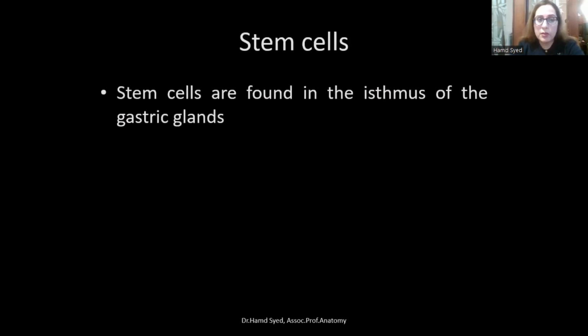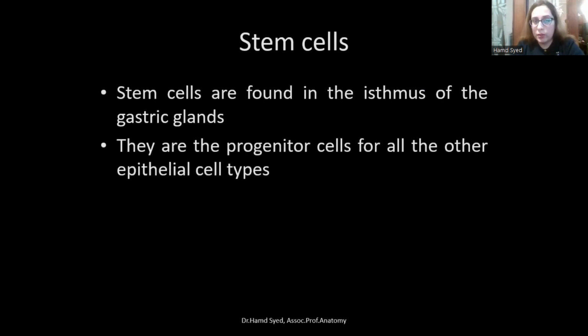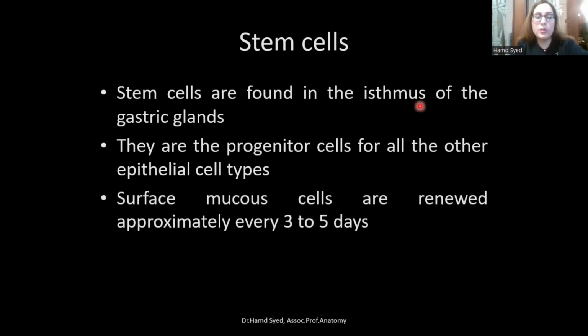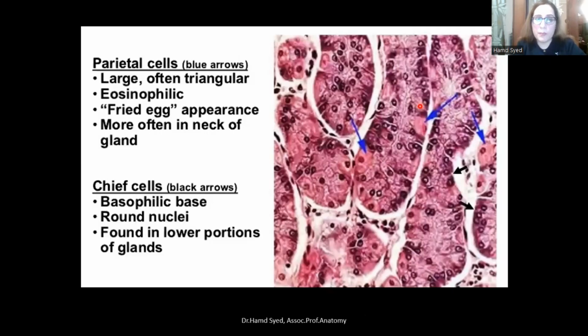The stem cells, as the name shows, are the cells which are responsible for the generation of the other cells. So they're progenitor cells for all the other cell types, and they are mainly present within the isthmus of the gastric gland. Surface mucous cells, remember, are renewed approximately every 3 to 5 days.